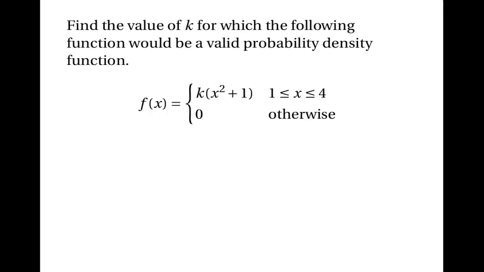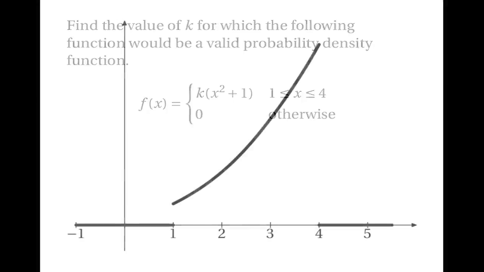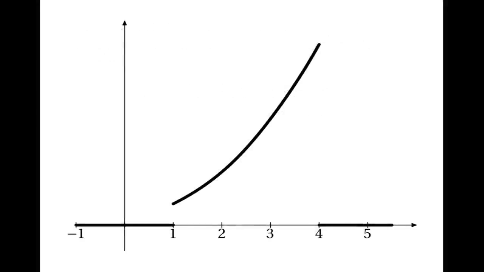The definition tells us that when x is between 1 and 4, f of x is equal to k times the square of x plus 1. And otherwise, when x isn't between 1 and 4, f of x is equal to 0. It may be helpful to visualize the graph of this function. You can see here that between the values of 1 and 4, f of x obeys one rule, whereas for all other values of x, f of x is equal to 0.